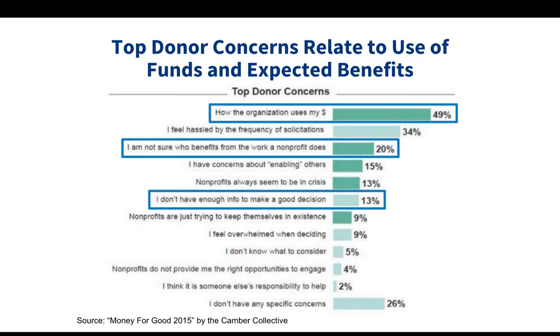So I want to first share with you just some of the top donor concerns. When the Chamber Collective did this research, they just directly asked donors, what are you worried about? And so I want to pull out a couple of these. How is the organization using my money? I'm not sure what this nonprofit does or what the beneficiaries are like. And I don't know enough.